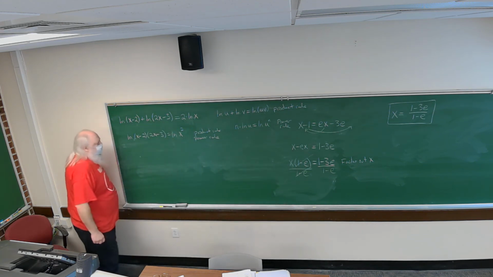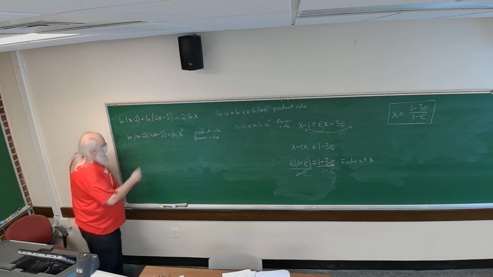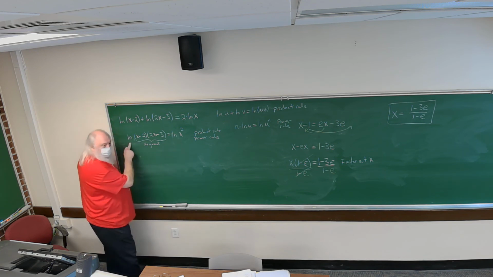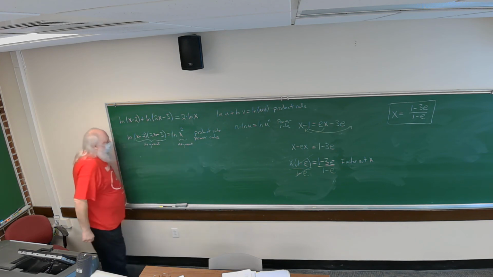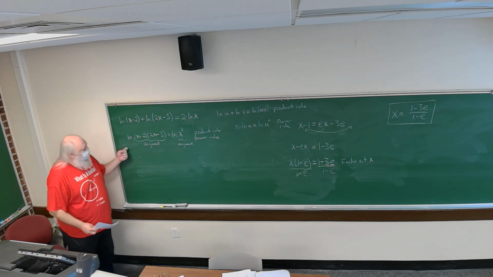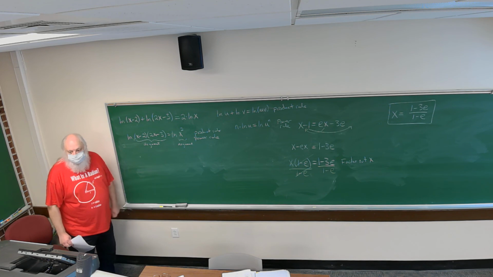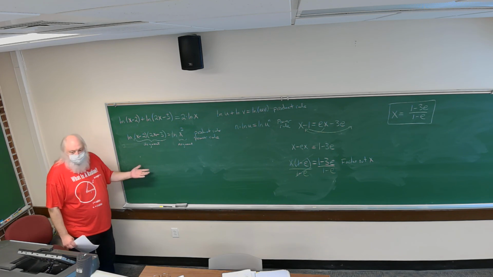Now, we have a natural log by itself on the left-hand side. And we have a natural log by itself on the right-hand side. Right, this is log base e, this is log base e, right? So since we have a log on the left and a log on the right, with the same base, the arguments must be equal, okay?